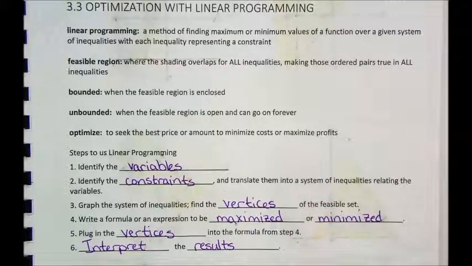Now, that feasible region can be bounded, where it's all closed in on all sides and it forms a shape, or it can be unbounded, where it's closed in on part of the side, but part of it goes on forever. Our goal is to always optimize our solution. So we're going to look for the best price, or a way to minimize cost, or a way to maximize our profits. There are 6 steps to linear programming.